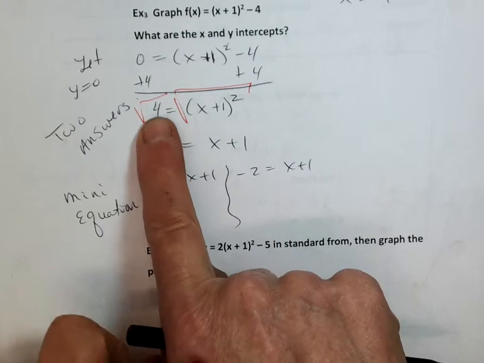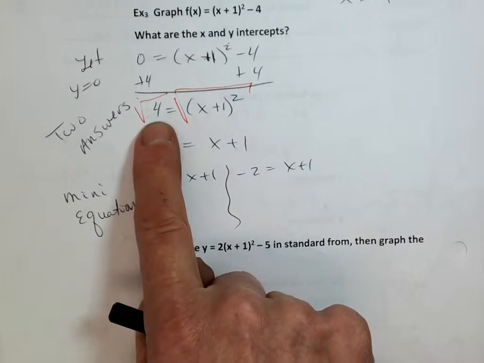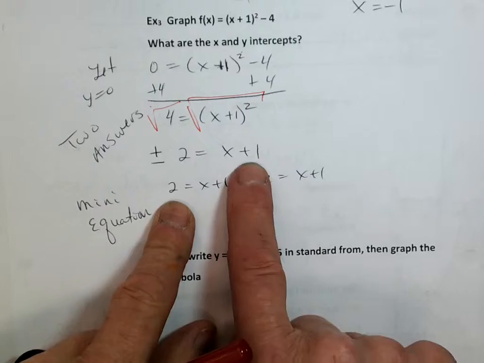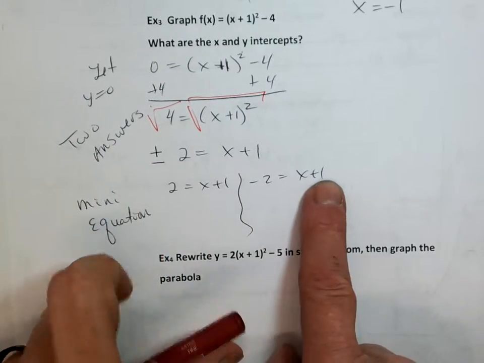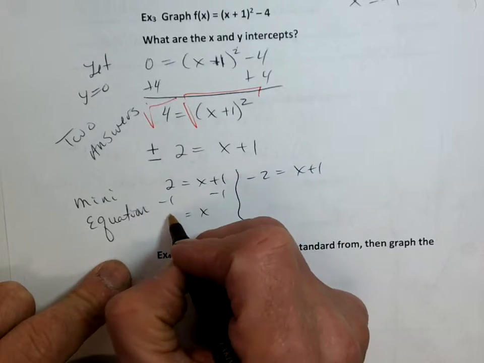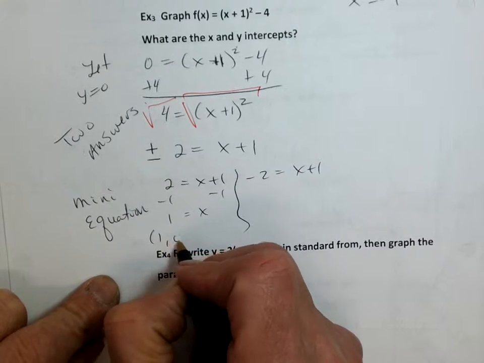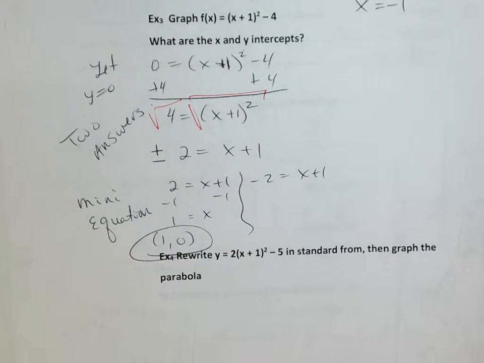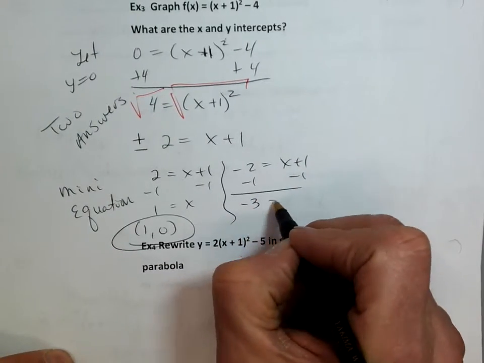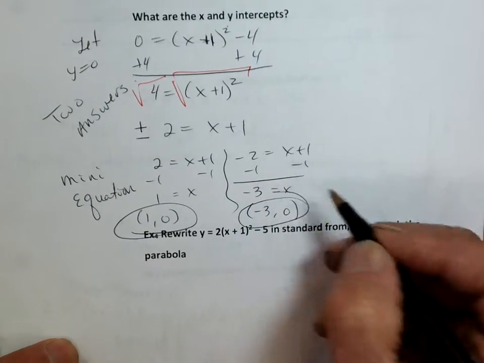Let me back up. I took the square root of 4, and I got 2 and -2, right? So I set 2 equal to x plus 1, and I set -2 equal to x plus 1. Let's solve this. It's easy to solve now. -1, -1, I get x equals 1. So that is an x-intercept at (1, 0). Circle that. That's my x-intercept. -1, -1, I get -3 equals x, so I get an x-intercept at (-3, 0). I'm going to circle that.